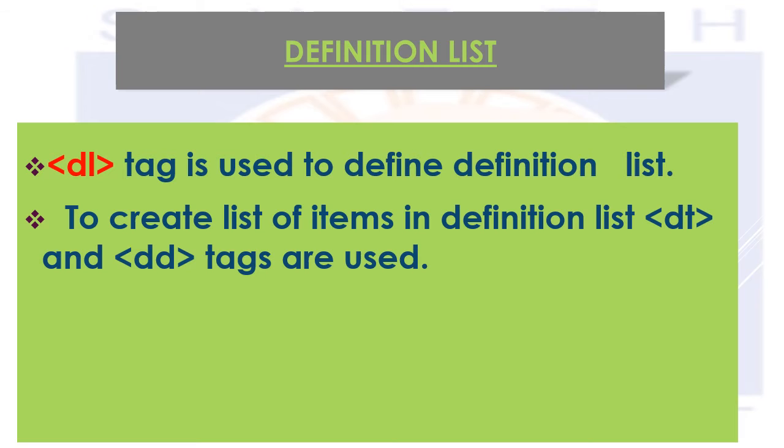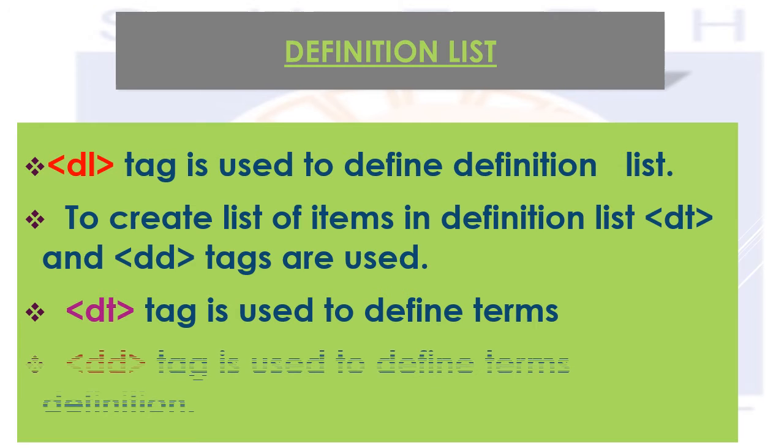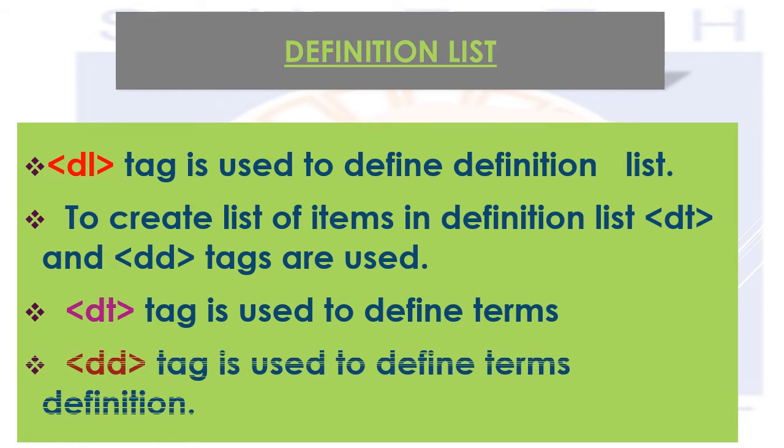That is, when you open the definition list, you have to first use the DL tag. Next one, to create the list of items in a definition list, we have two tags, that is DT and DD, right? DT means define the terms. If I want to define the terms in the list of items, how I use the LI tag in the ordered and unordered list, here instead of LI, we are using the DT and DD tag.